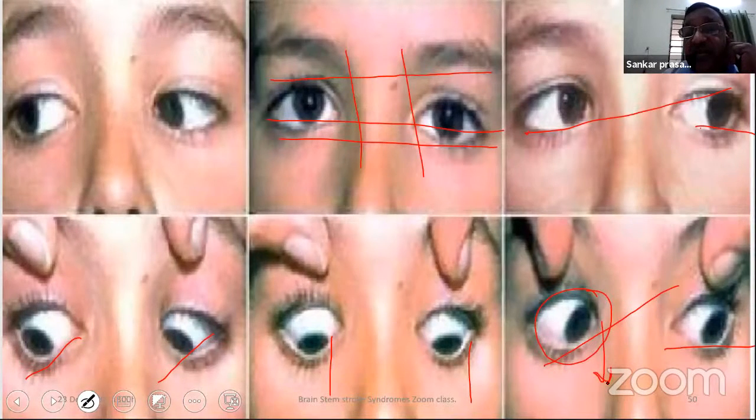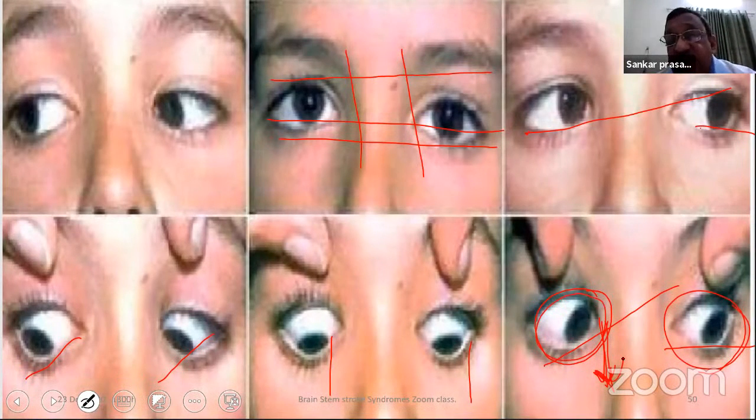That means in adduction, this eye is not able to do. In the left side, when you are asking her to look down, the left eye is looking down, but the right eye is not able to look down. So there is a problem in the depression in adduction, which is a function of a superior oblique. The superior oblique of the right eye is supplied by the left side nucleus. That's the left side fourth nerve.